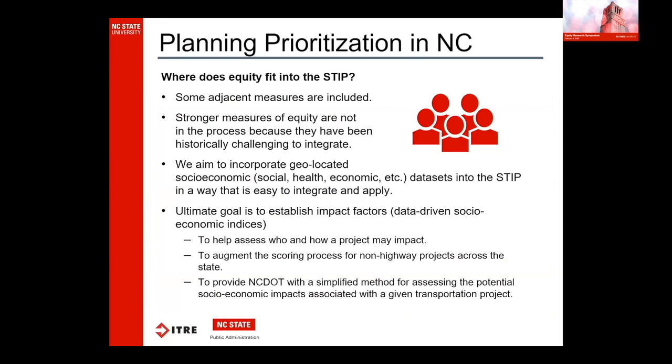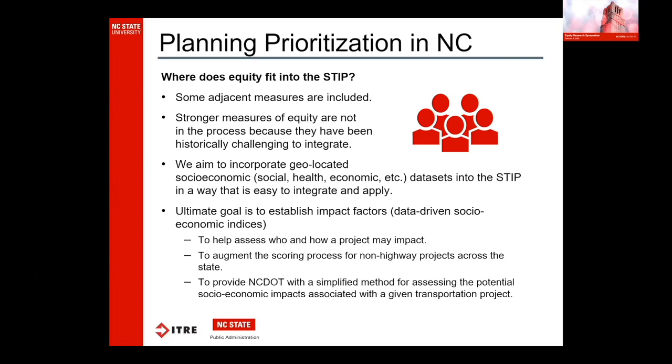And so we talked earlier about how transportation planning and prioritization are so essential to equity, how the decisions that are made now can essentially provide ripple effects for years to come for communities, good or bad. And so in terms of where equity currently fits into the current prioritization program, there's some adjacent equity measures that are included, but in terms of stronger measures, they haven't really been included in the process because they've been historically challenging to integrate. If any of you work with data, particularly data related to humans, that data can be messy and not always accurate.